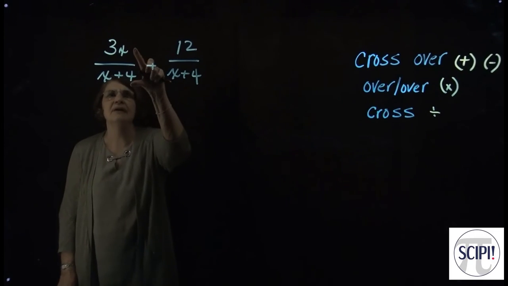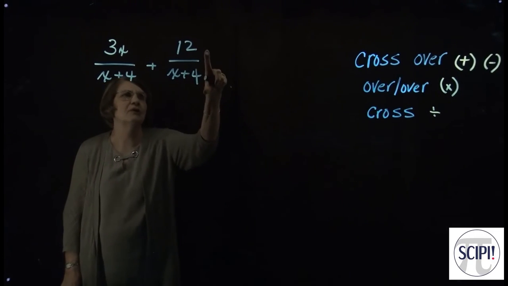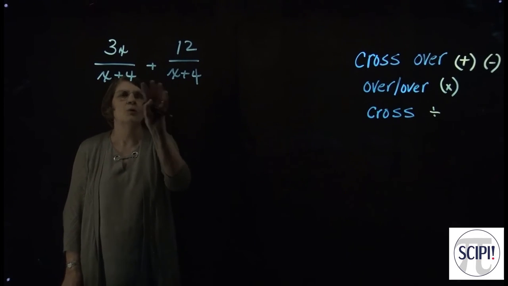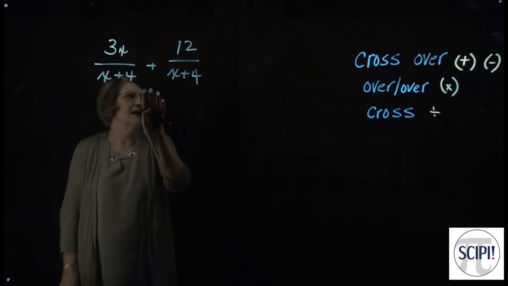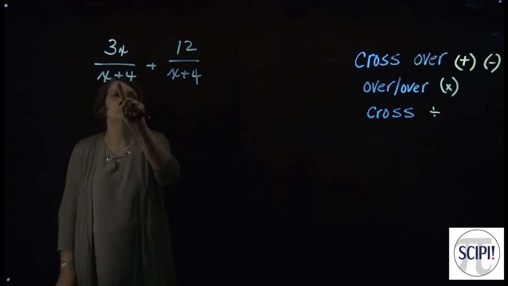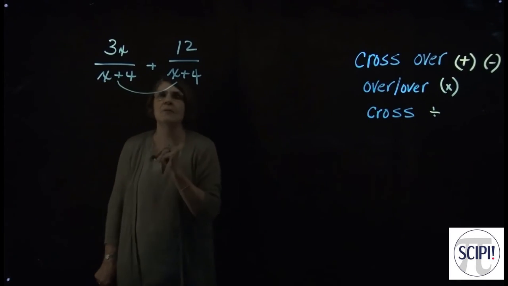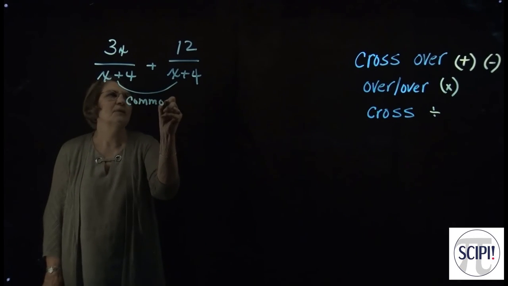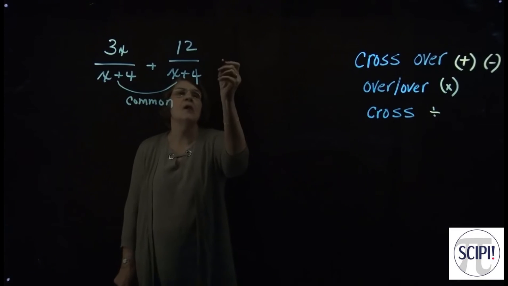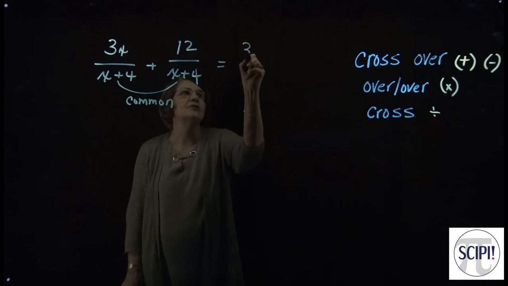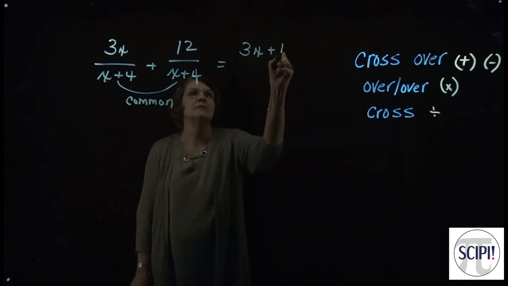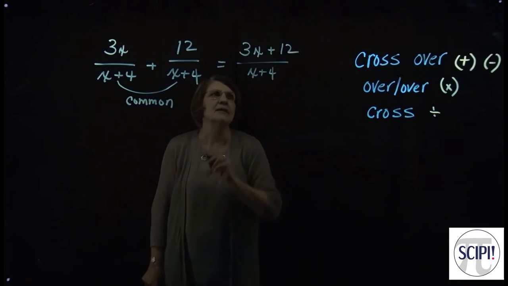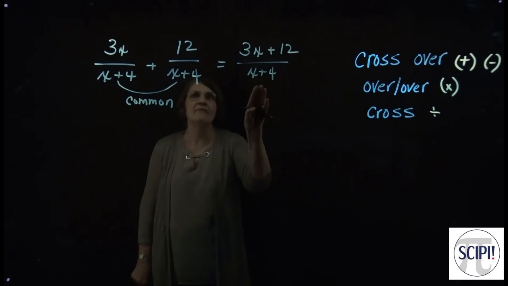We have 3x over x plus 4 and 12 over x plus 4. And the same rules apply when we have variables as when we have just numbers. So if you look, both of the denominators are the same. That's called the common denominator. So in this case, all I have to do is add the numerators and put it over the denominator. Now don't forget, you may have to simplify.